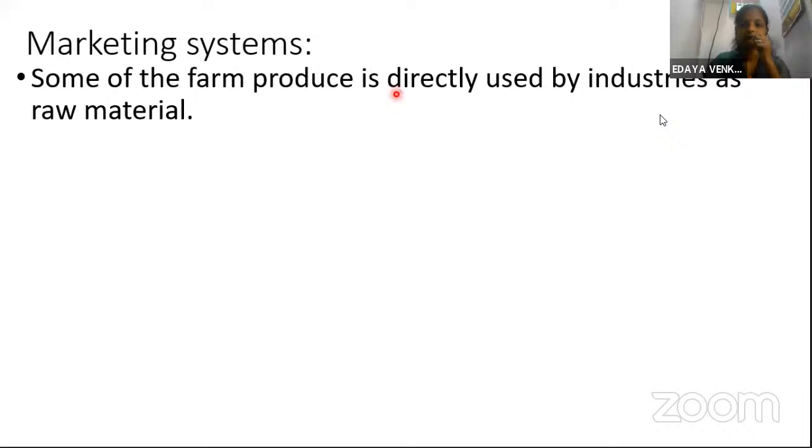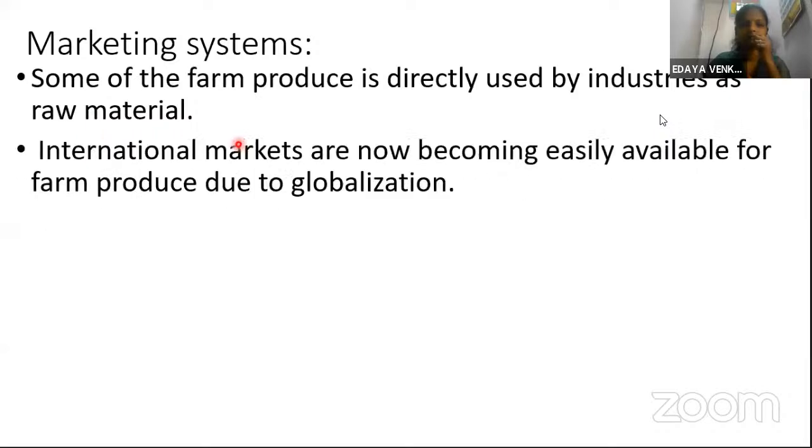Some of the farm produce is directly used by industries as raw material, like sugar cane and cotton. International markets are now becoming easily available for farm produce due to globalization. Farmers can sell their products in international markets too.